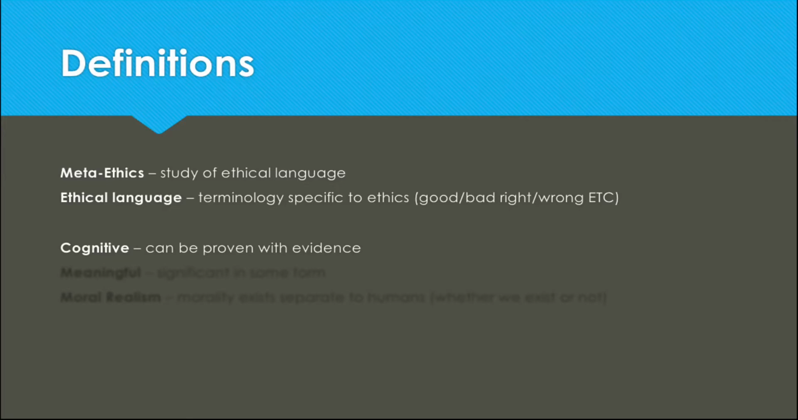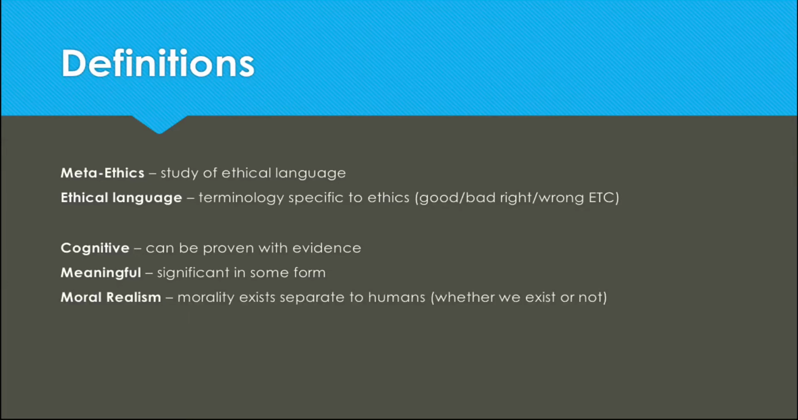Cognitive means that it can be proven with evidence. Meaningful means it's significant in some form. I put "some form" because basically every single philosopher has a different idea of what meaningful means, meaning that meaning itself has no meaning. And then moral realism is that morality exists separate to humans, so whether we exist or not, morality is still a thing.